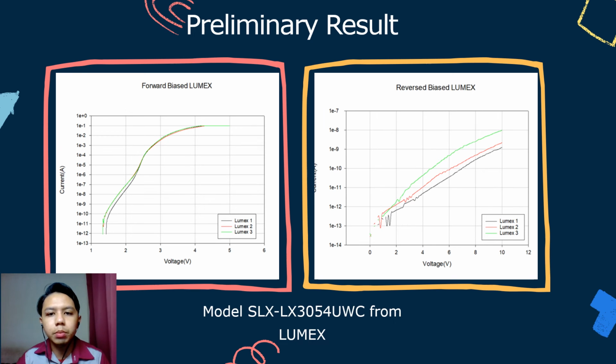This is the preliminary result which I get from doing the electrical experimental parts. So I've done for one company, which is model SLX LX3054 UWC from Lumex, to get the forward bias and reverse bias. To get this graph, I need to use a SigmaPlot software to plot this type of graph.